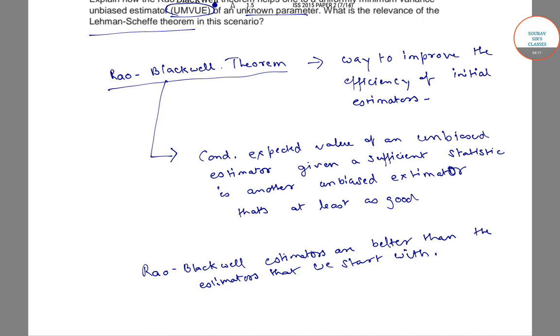So this Rao-Blackwell theorem provides us a way to improve the efficiency of initial estimators. Now this conditional expected value of an unbiased estimator given a sufficient statistic is another unbiased estimator that is at least as good as the estimator. So this Rao-Blackwell theorem helps us to obtain an estimator that is at least as good as that estimator.